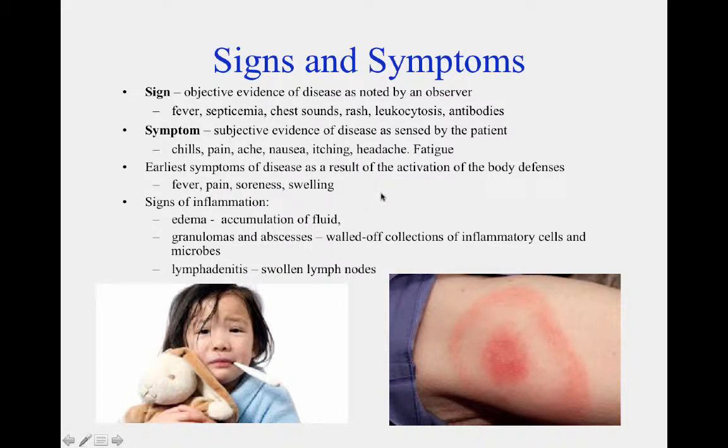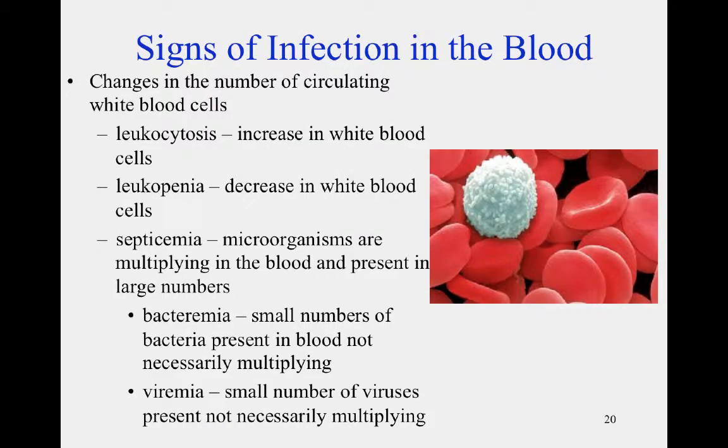Now, the earliest symptoms of disease as a result of the immune system being activated are usually fever, also pain, soreness, swelling. Signs of inflammation could include edema, which is accumulation of fluid, also abscesses, which are walled off collections of inflammatory cells and also the pathogen itself, and also swollen lymph glands or lymph nodes, another characteristic sign of an infection. Now, remember, a sign is objective. This is something you measure. You may also see evidence to support a sign of sepsis or infection in the blood.